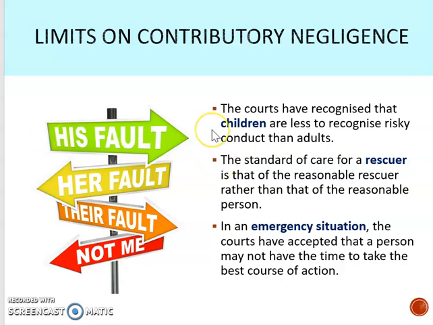So children are less likely to recognise risky conduct than adults, so we'll have a look at those. The standard for a rescuer is that they're going to be compared to other rescuers rather than a reasonable person. And in an emergency, we might have to take more risk as well. So we'll look at some cases that illustrate those points.